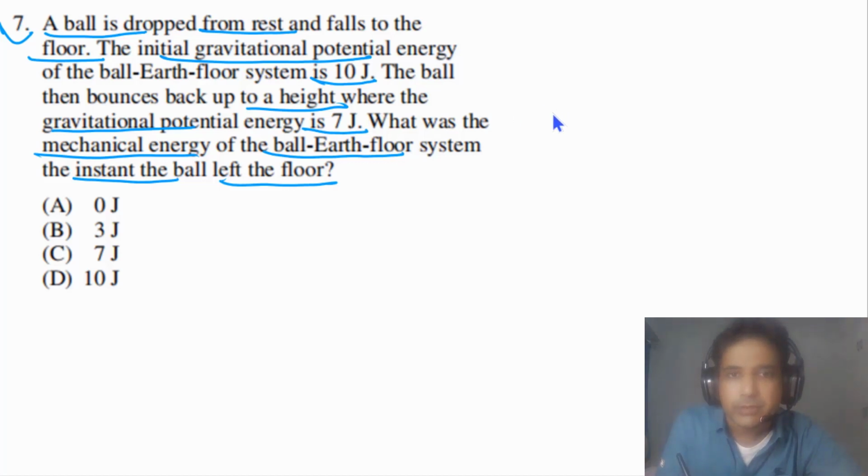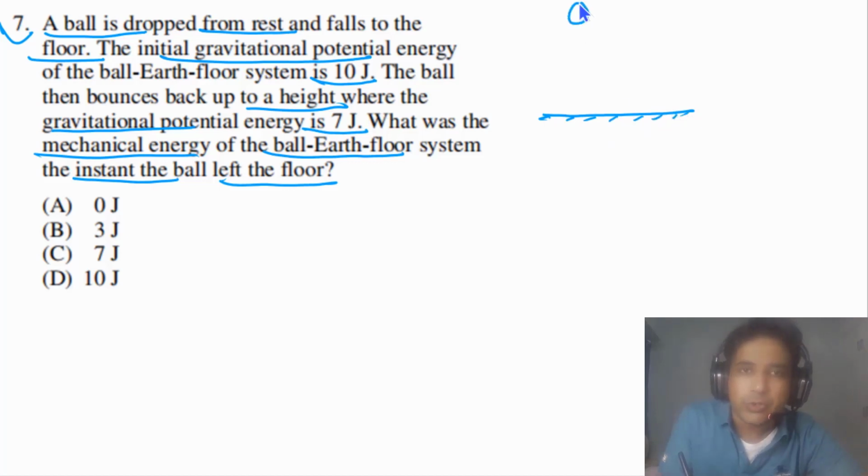The best way to answer this question is, first of all, we can imagine this one is the ground. So this one is the floor, and the ball is dropped from a certain height, and the GPE of the ball at this point is equal to 10 joules. So this is the initial. Then it is given to us the ball hits the floor, and just the instant the ball left the floor, so we can imagine the ball is here at this point, we need to find out what is the mechanical energy of the ball.